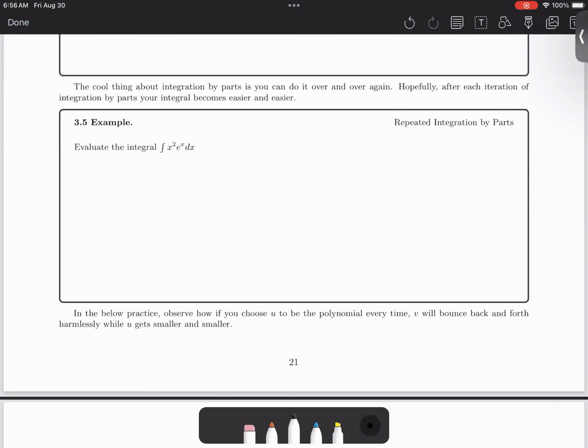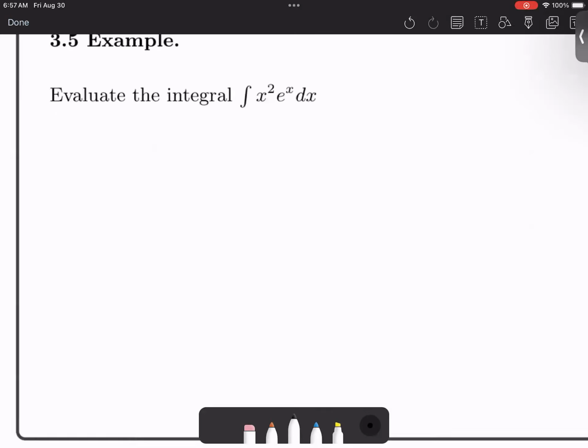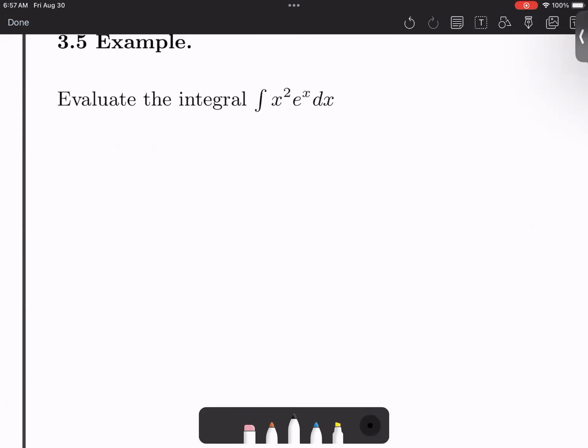The cool thing about integration by parts is you can do it over and over again, and it simplifies your integral as you do it, hopefully, if you've made the correct choices of u and dv. Here, if we're trying to integrate the product of x squared and e to the x, you know that no matter what you do to e to the x, if you differentiate it or integrate it, it's going to stay e to the x. So that's not going to get any more complicated.